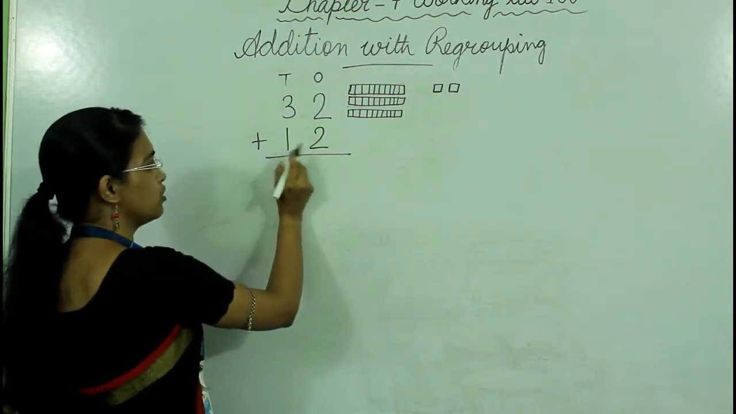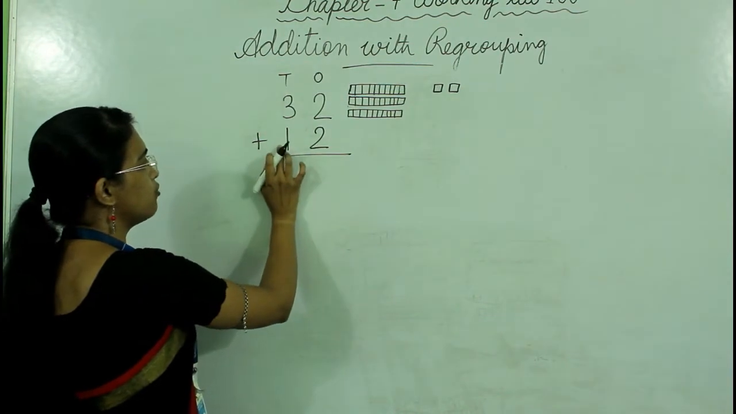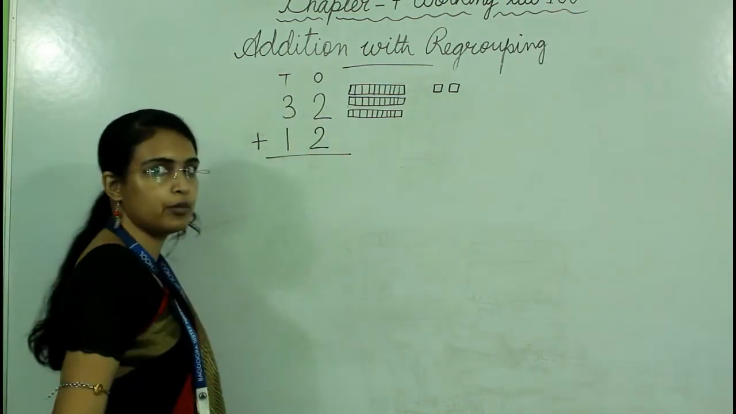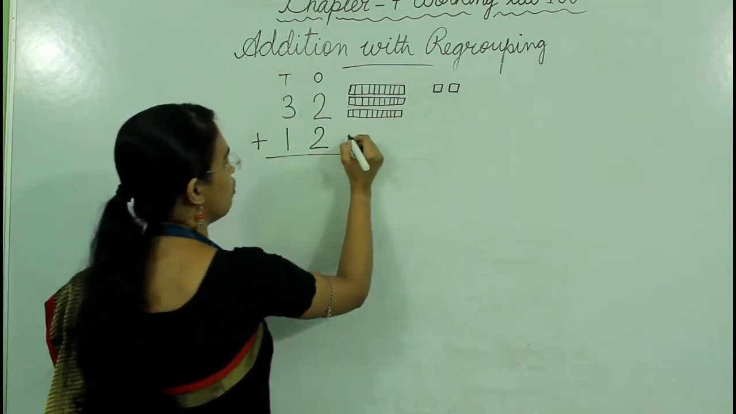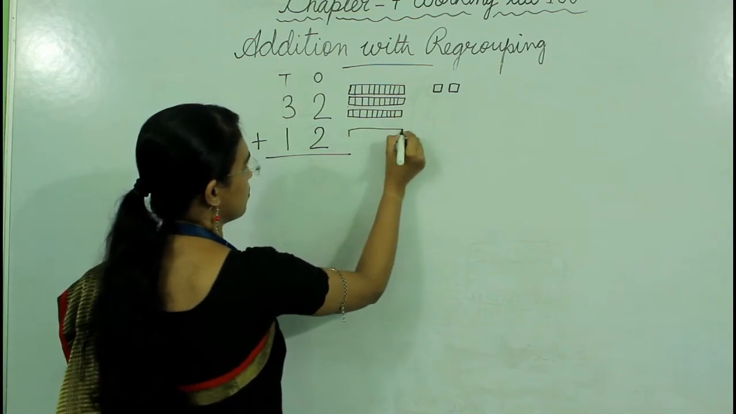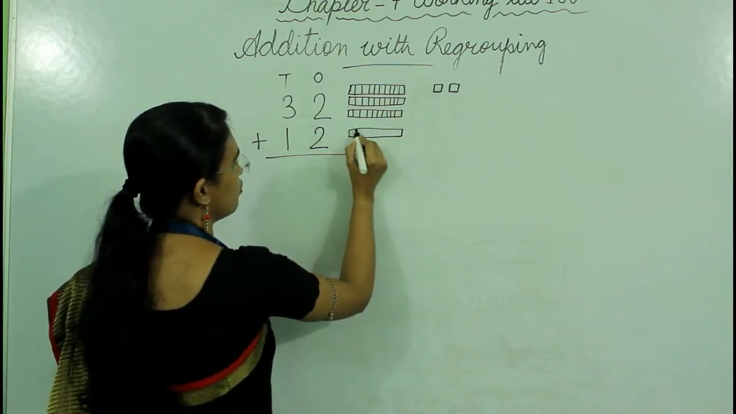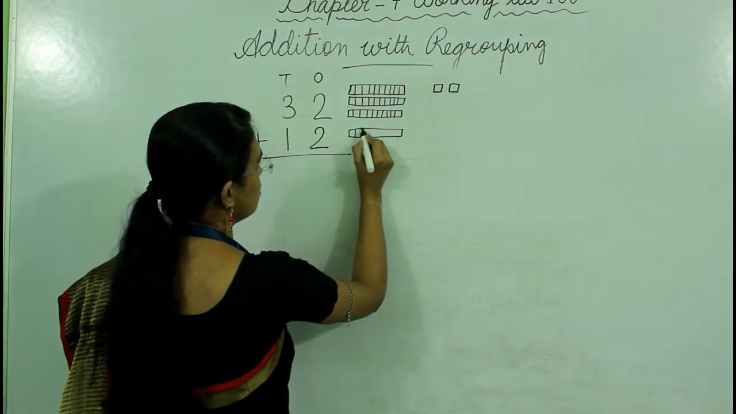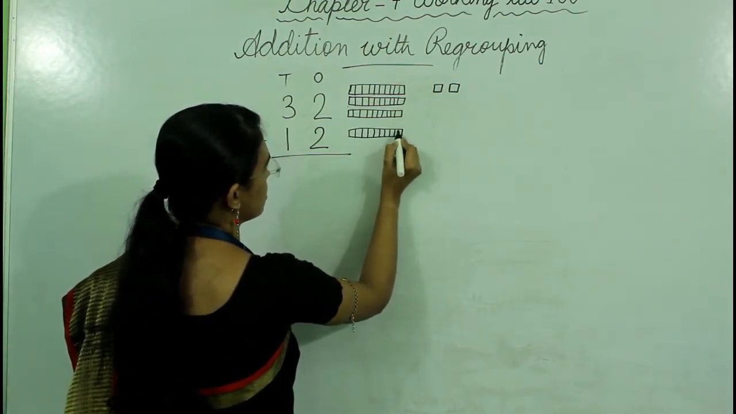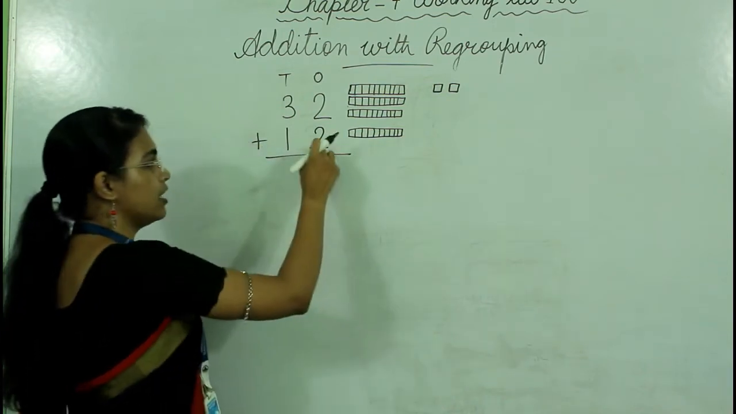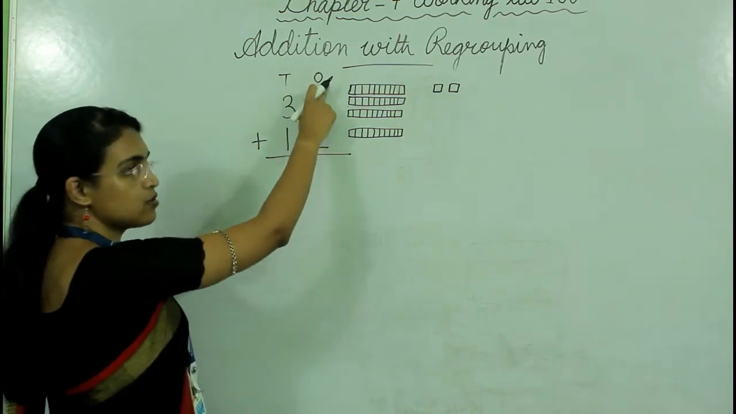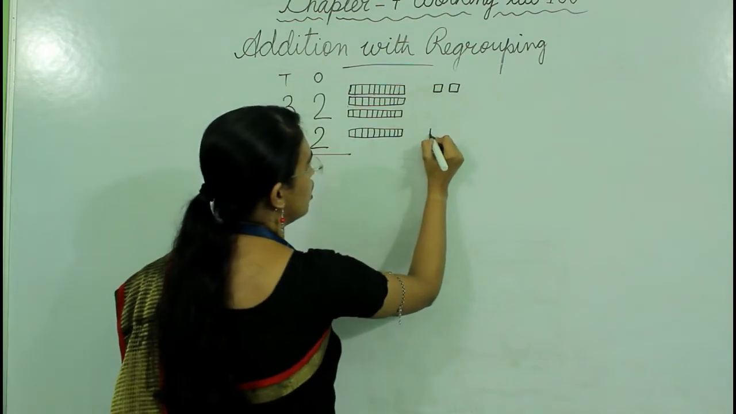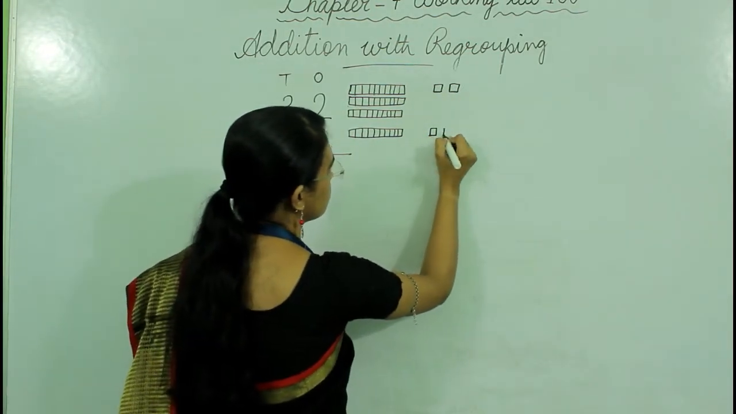Now we have to do this. Okay, so here again we have 1 in the tens place. So how many groups do we have to draw? 1 group. And in 1 group we have 10 blocks. 1, 2, 3, 4, 5, 6, 7, 8, 9 and 10. And here we have 2 in which place? 1's place. So we have to draw 2 blocks again.